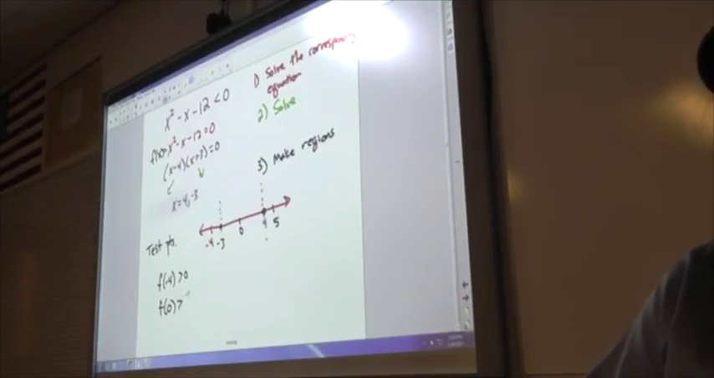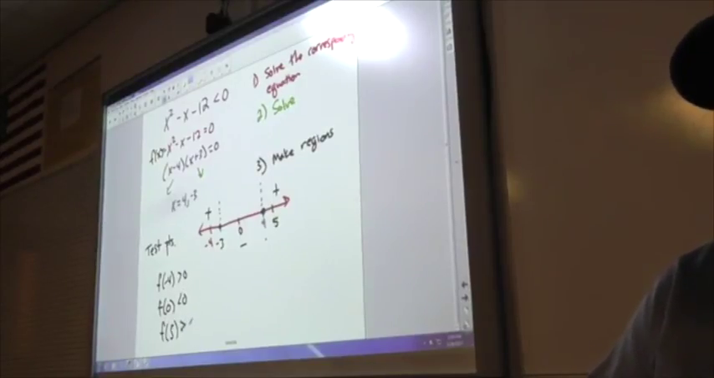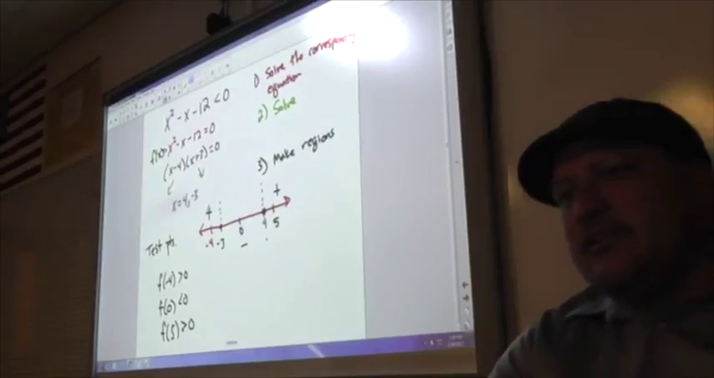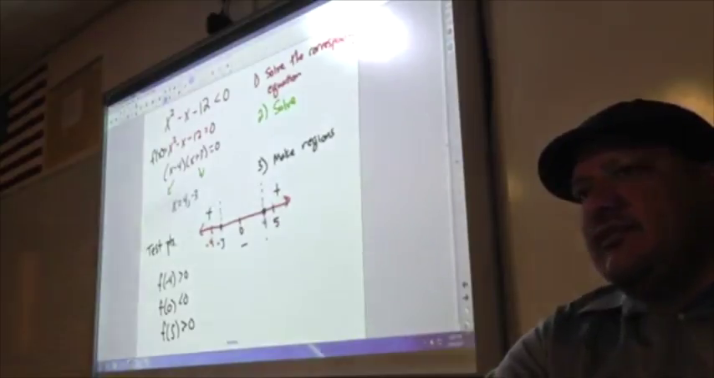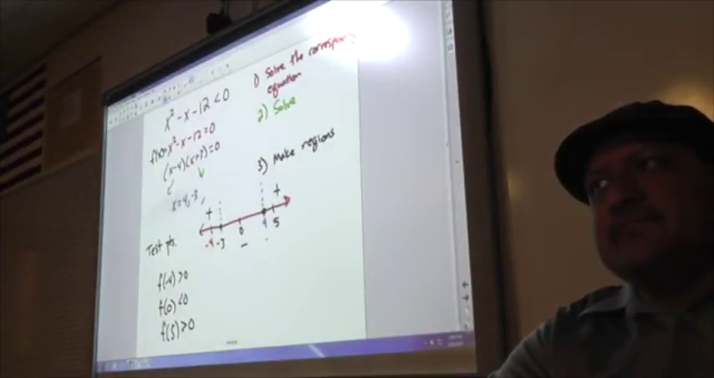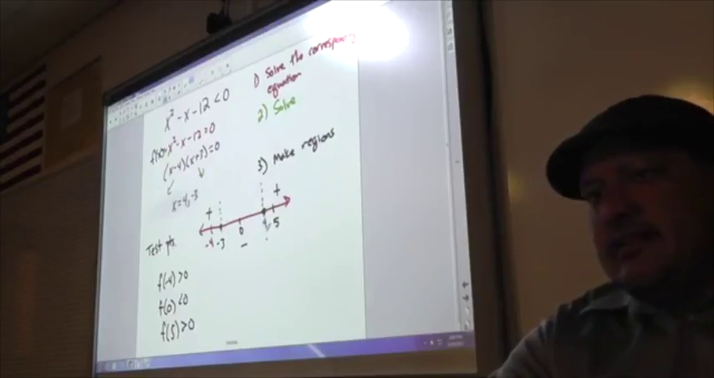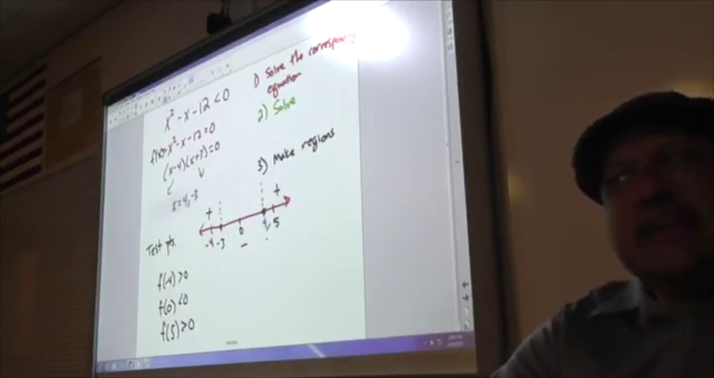That's this one right here. f of 0, well, that's easy. 0, 0, negative 12. So it's negative. So you can work this out if you want. And f of 5 is going to be positive. Now, how do I know that it's always positive from here on out? How do I know that? And how do I know between negative 3 and 4 it stays negative?